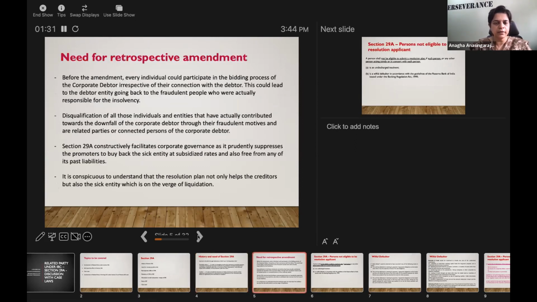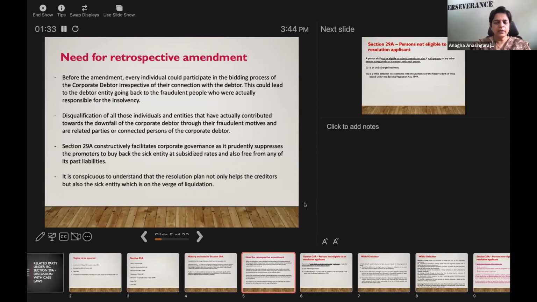So the first filter, I would say, and then this amendment was brought in retrospectively. Before the amendment, every individual could participate in the bidding process of the CD, irrespective of their connection with the corporate debtor. This could have led to the corporate debtor again going back to fraudulent people who were actually responsible for the insolvency. So they in themselves could bid for the company, and they could acquire the company under the resolution plan, get rid of the liabilities, and again take back control of the CD.